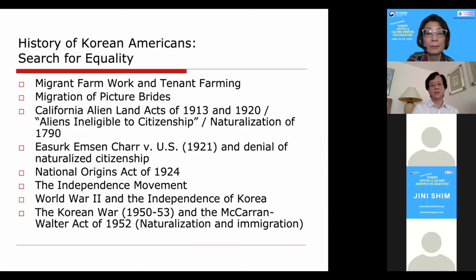And one of the things that allowed Koreans to do that, that Chinese could not do or the Filipinos could not do, was to bring picture brides, right? So Korean farmers could, through exchange of pictures, marry a woman in Korea, send for their wives, and Koreans could now have families and ordinary communities.